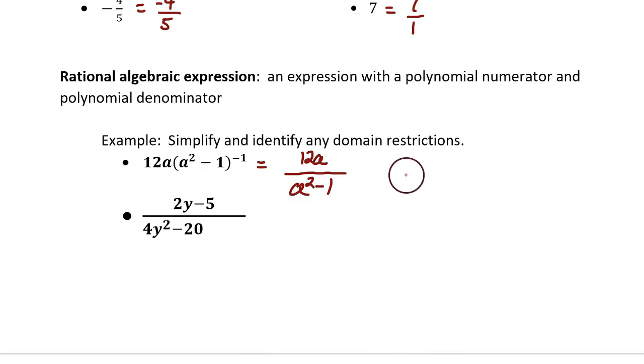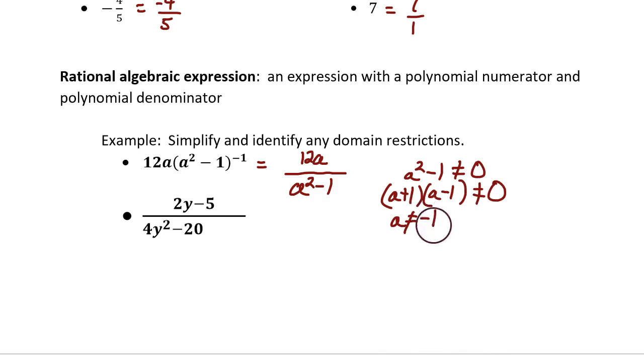To find the domain restrictions, take the denominator and indicate we don't want it to equal 0. Then solve. This factors as a plus 1 times a minus 1, which cannot be 0. We find out that a cannot be negative 1 and a cannot be positive 1. Those are called restricted values.